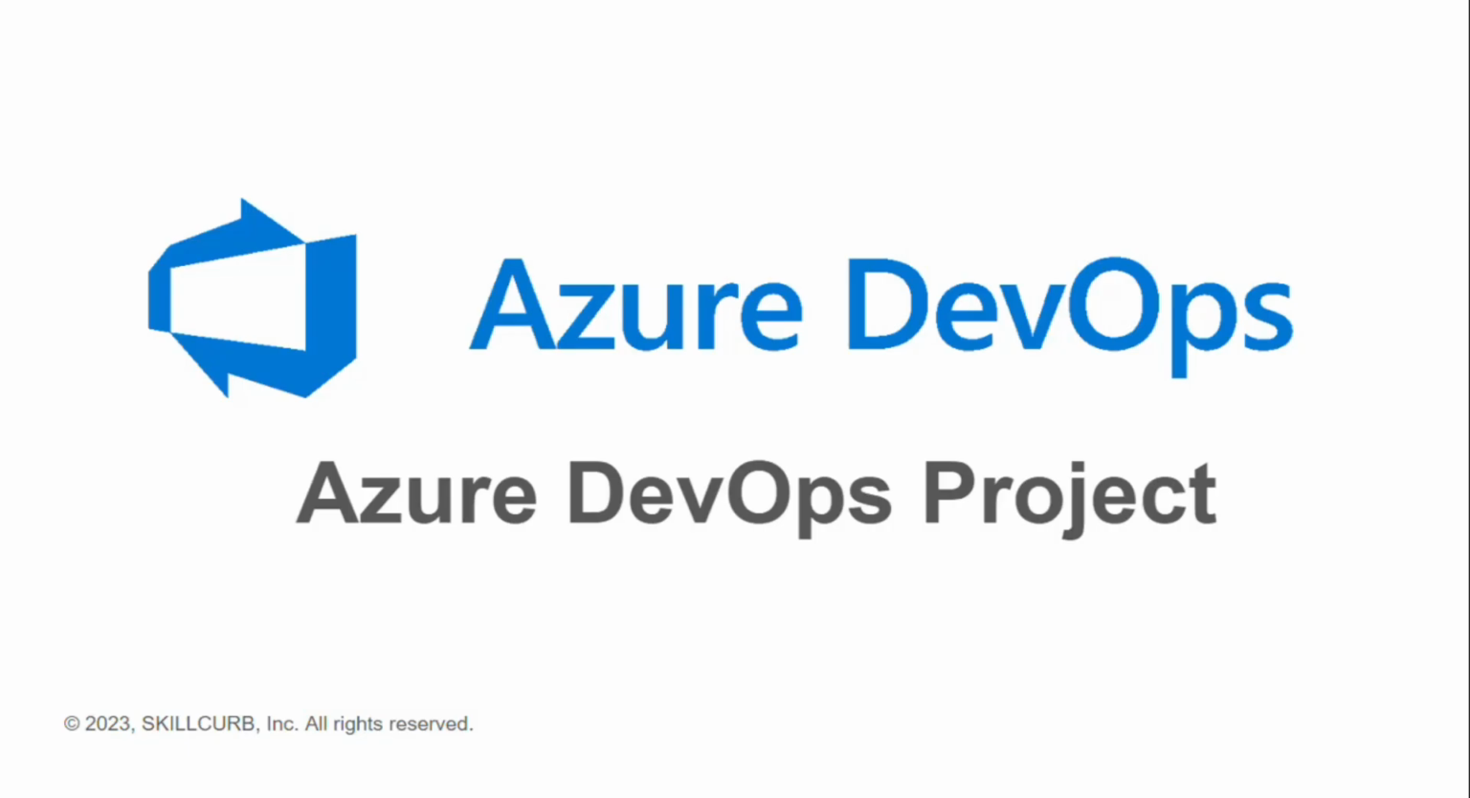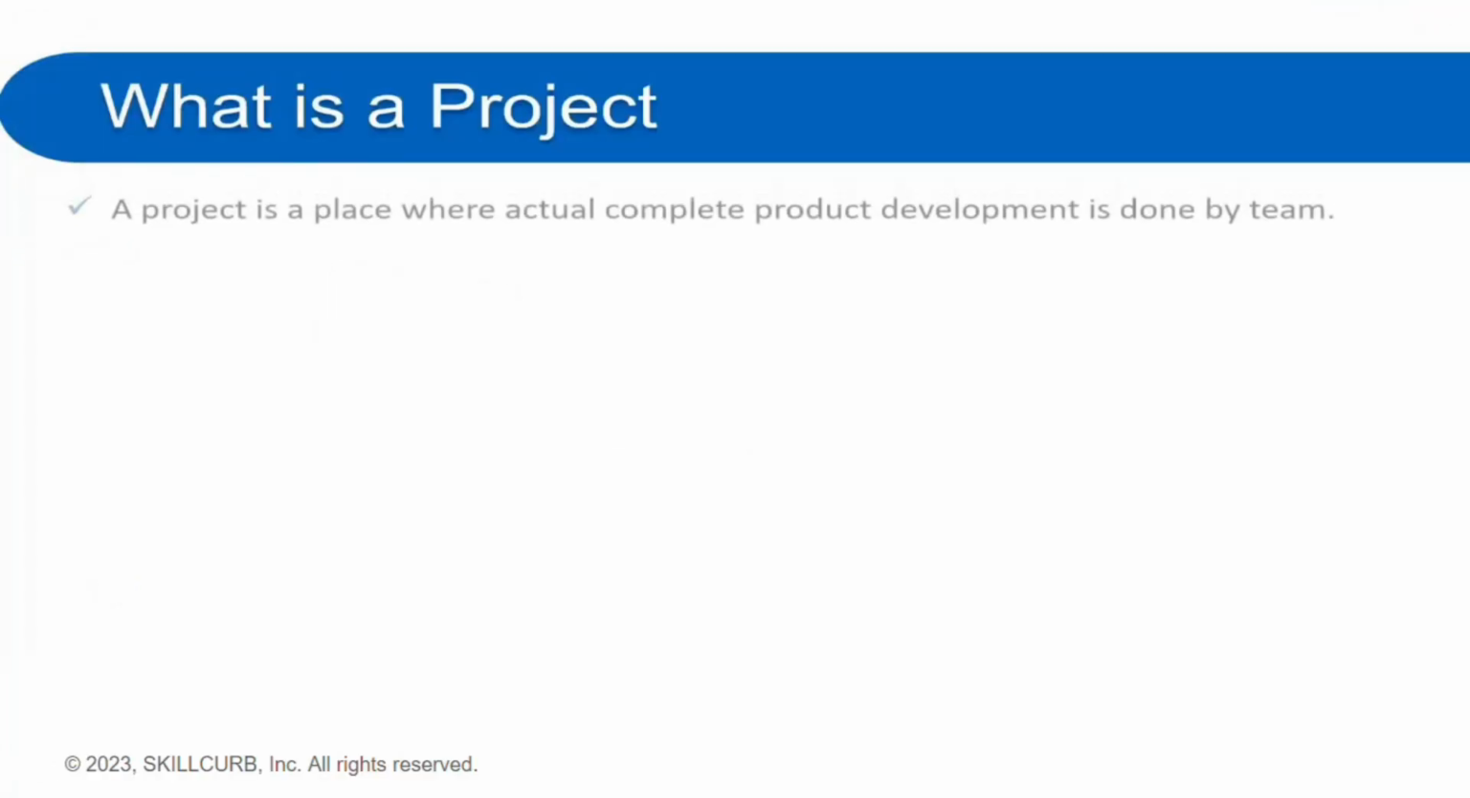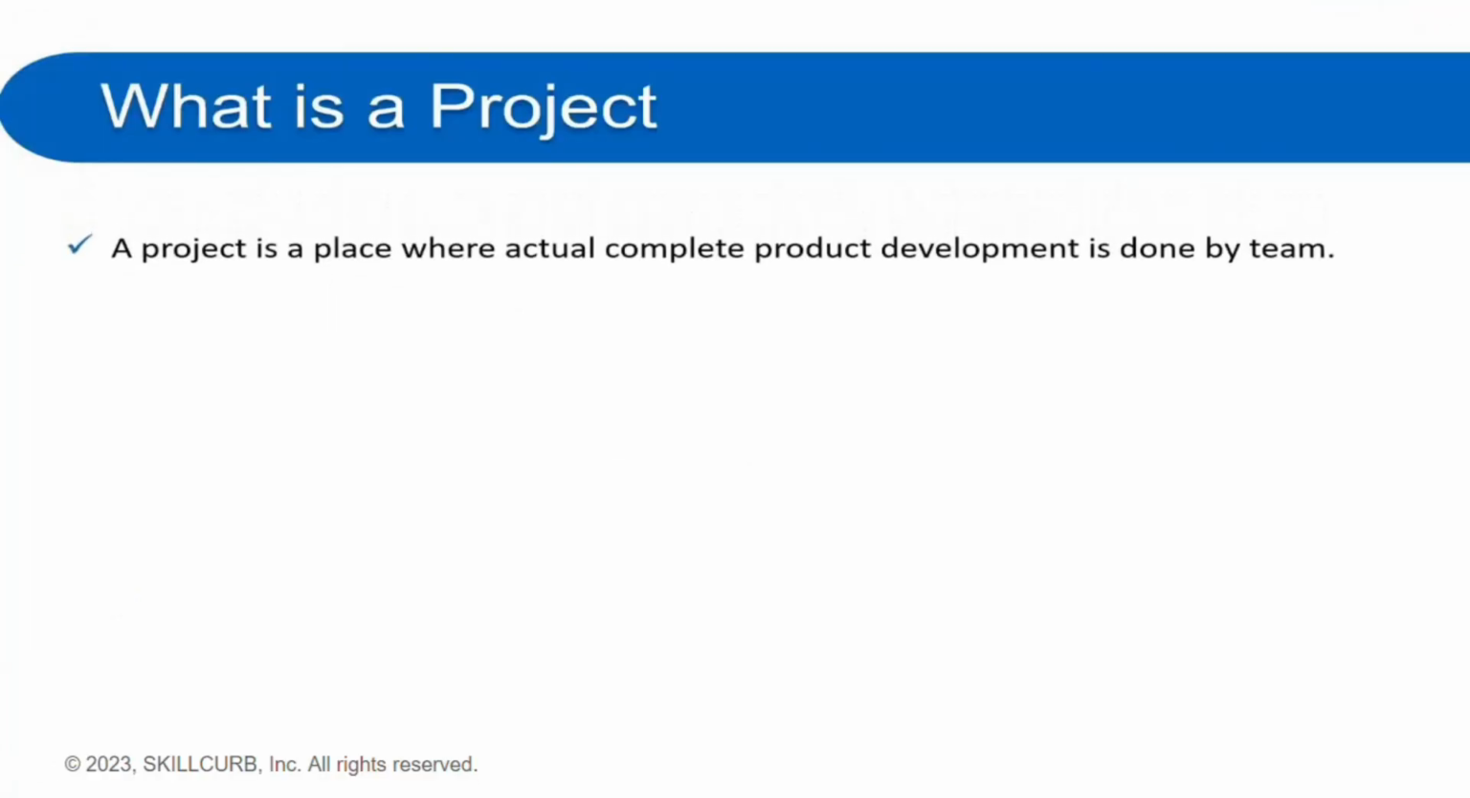Welcome back. In this video, we are going to see what is a project in DevOps and what are the main features of a project in Azure DevOps. Before moving towards how you can actually create a project in Azure DevOps, let's first see what is a project in Azure DevOps. So a project is a place where the actual complete product development is done by the team. Everything which is required for the development of the software or the product is available in the project.